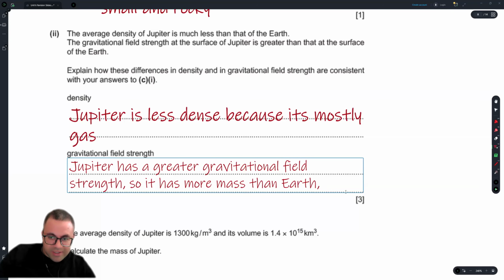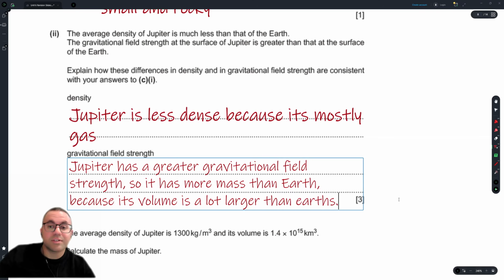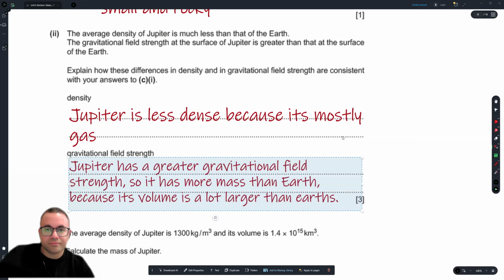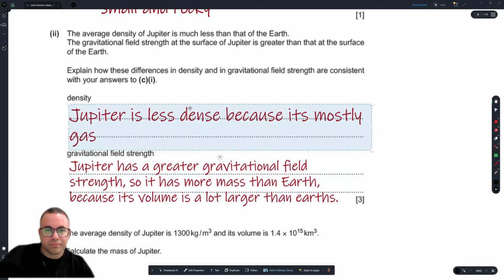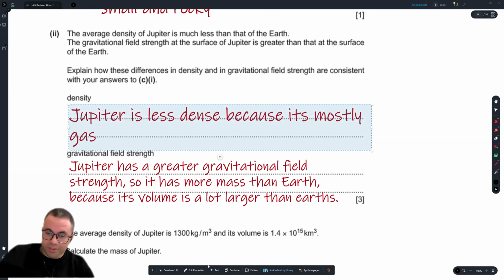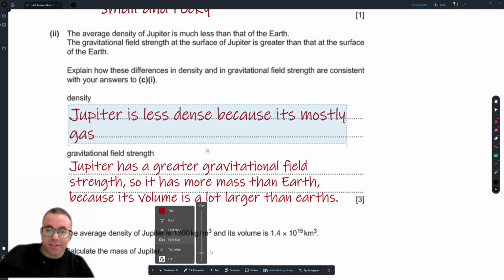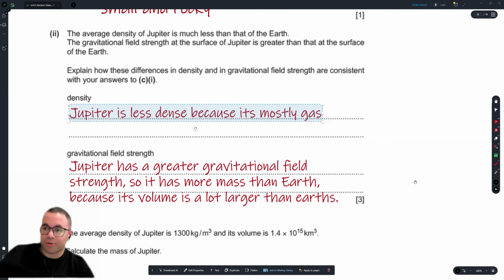So it has more mass than Earth because its volume is a lot larger than Earth's. So it has more mass, despite the fact that Jupiter is less dense. No, density and mass are directly proportional. But density and volume are inversely proportional. So keep that in mind. Density and volume are inversely proportional.